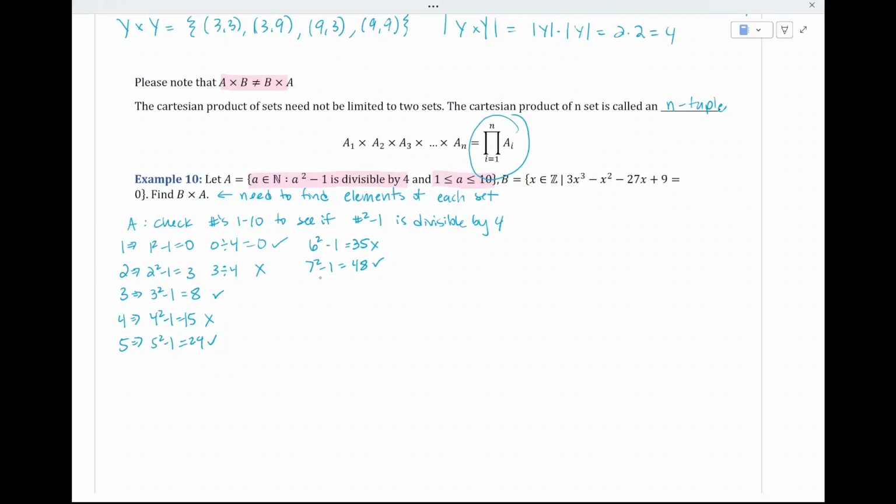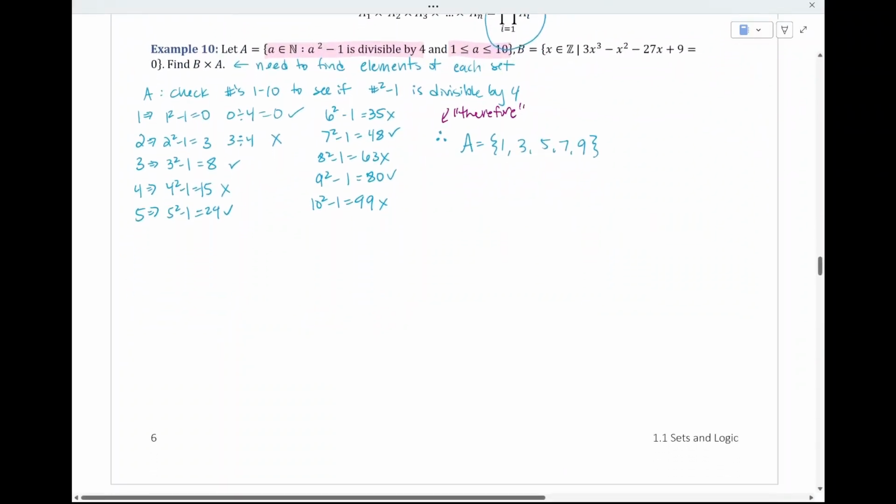It's because I'm subtracting 1. 8 squared minus 1 is 63. That doesn't work. 9 squared minus 1 is 80. That does work. 10 squared minus 1 is 99, and that doesn't work. So, therefore, I'm going to use these 3 dots to represent therefore. We're going to talk about this more in the future. Therefore, A is the set 1, 3, 5, 7, and 9. So now I know the elements of A. So when I do B cross A, all of the second elements in the parentheses are going to be 1, 3, 5, 7, and 9.